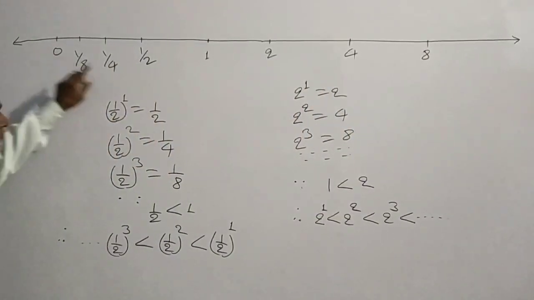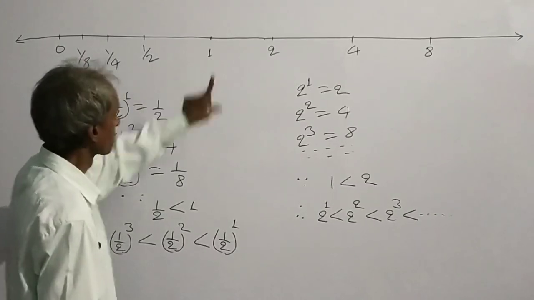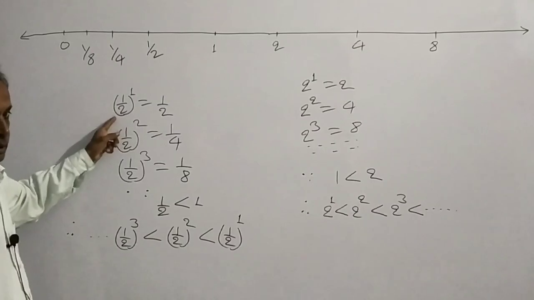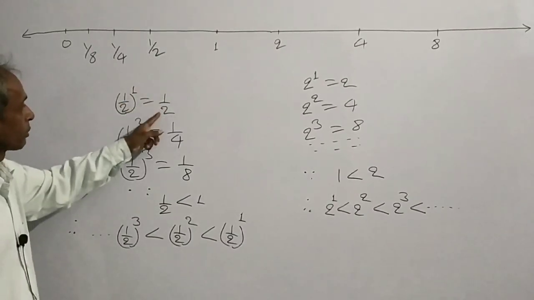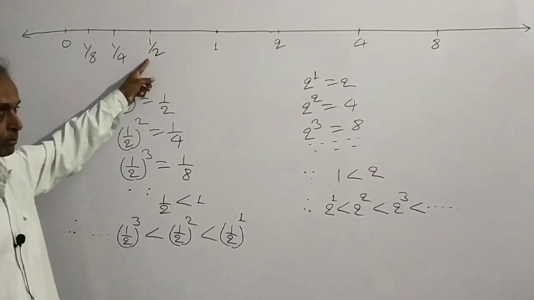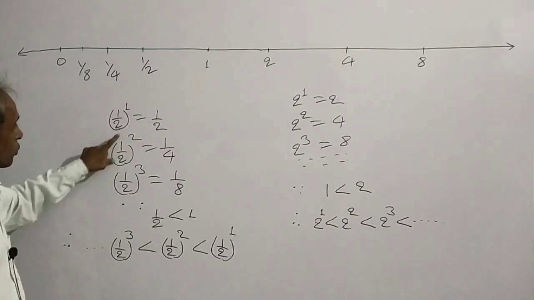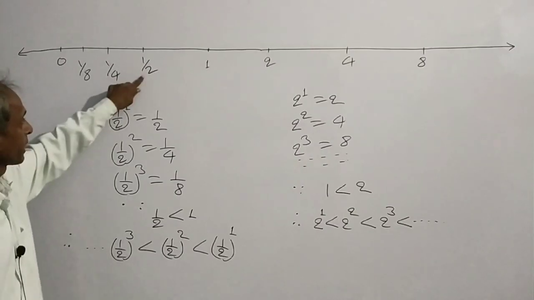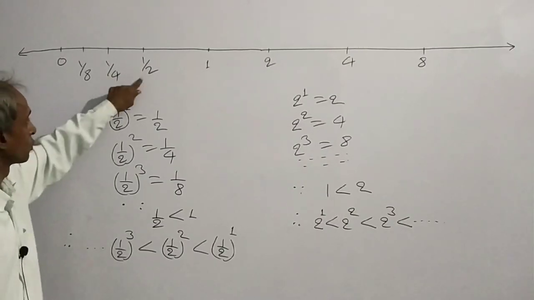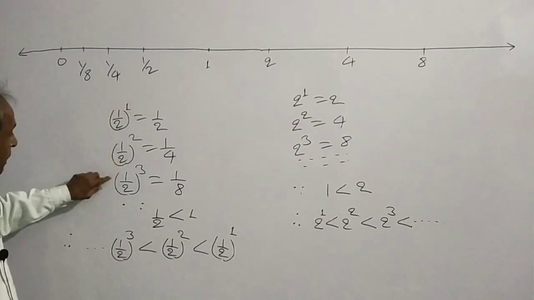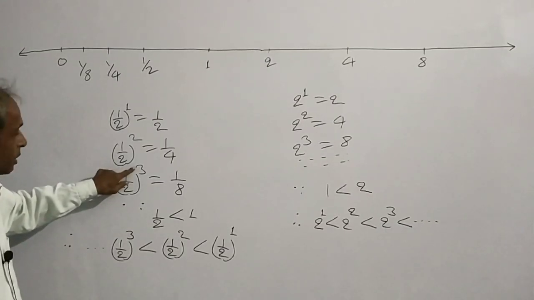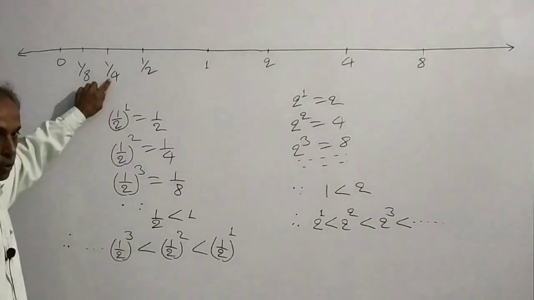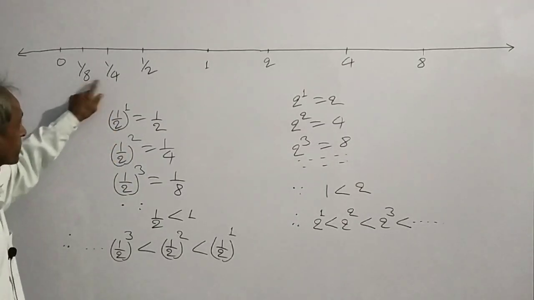This is a number line. Suppose 0 is here, 1 is here, and 1 by 2 is here. 1 by 2 to the power 1 will be 1 by 2 here. 1 by 2 square will be 1 by 4. 1 by 4 is on the left side of this 1 by 2. 1 by 2 cube will be 1 by 8. As the power increases, the value shifts to the left hand side.